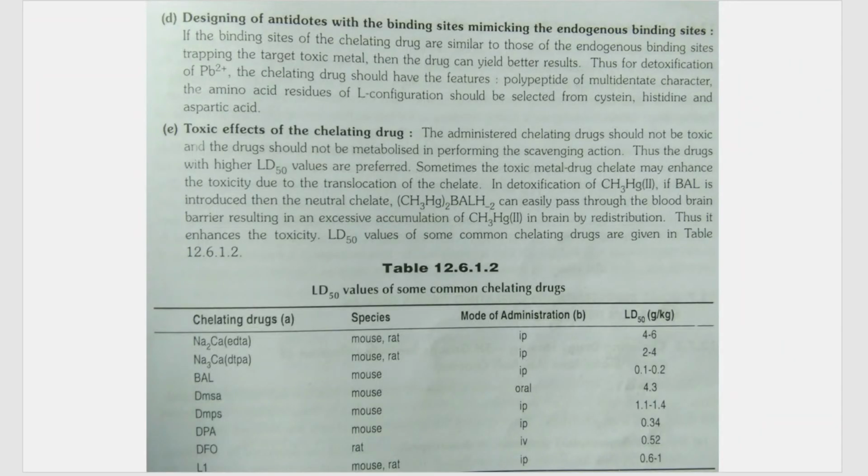Next is designing the antidote with the binding sites mimicking the endogenous binding sites. So this is like trying to fool the target metal, so that the toxic metal itself comes and binds to this chelating drug. Here they are telling that each toxic metal will have certain high affinity towards one particular site to go and bind. Like most of these toxic metals, they prefer to bind in the enzyme. There are SH sites where they prefer to replace the hydrogen and go and bind over there and form a complex and deactivate the enzyme. Correct.